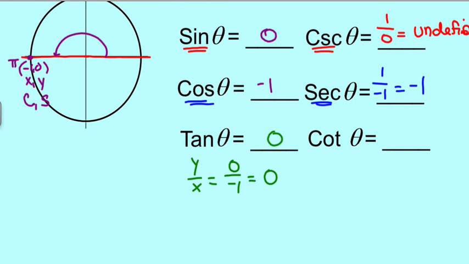To find the cotangent, that's going to be x over y. So x is -1 over 0, undefined. Does not work.